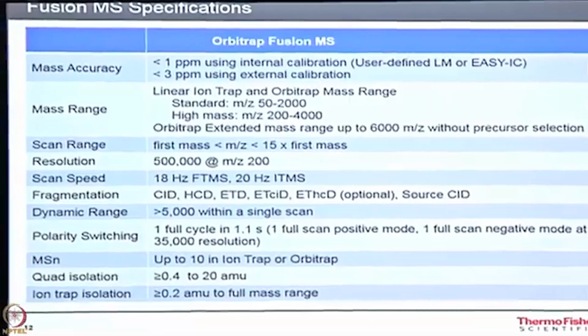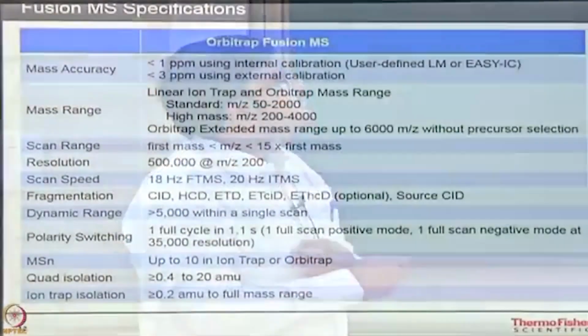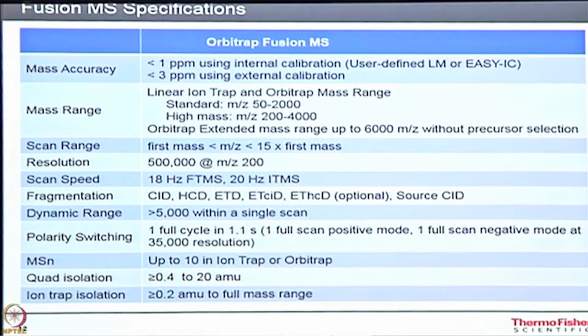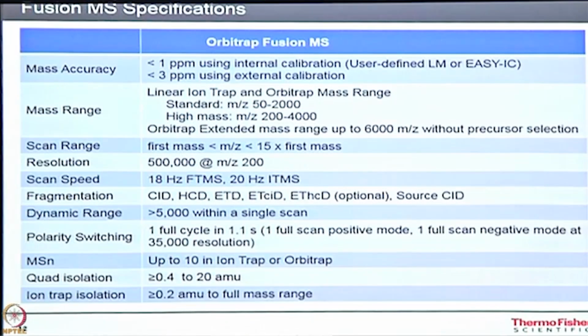Every instrument requires a calibration. You have standards, you inject the standard, and you have the exact masses of the standards, and against those masses you calibrate your instrument. That is the simple external calibration. In the case of internal calibration, we fix one of the masses as an internal standard, fix that mass and do the calibration again. That's why when we do the internal calibration, the accuracy will be less than 1 ppm.